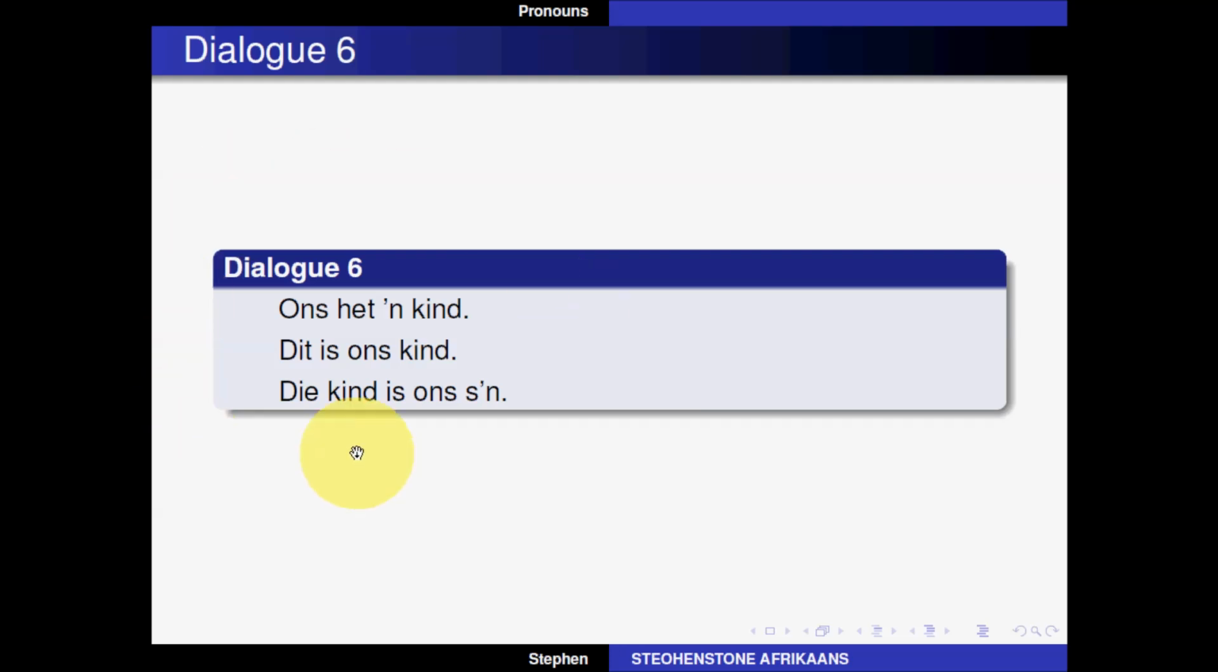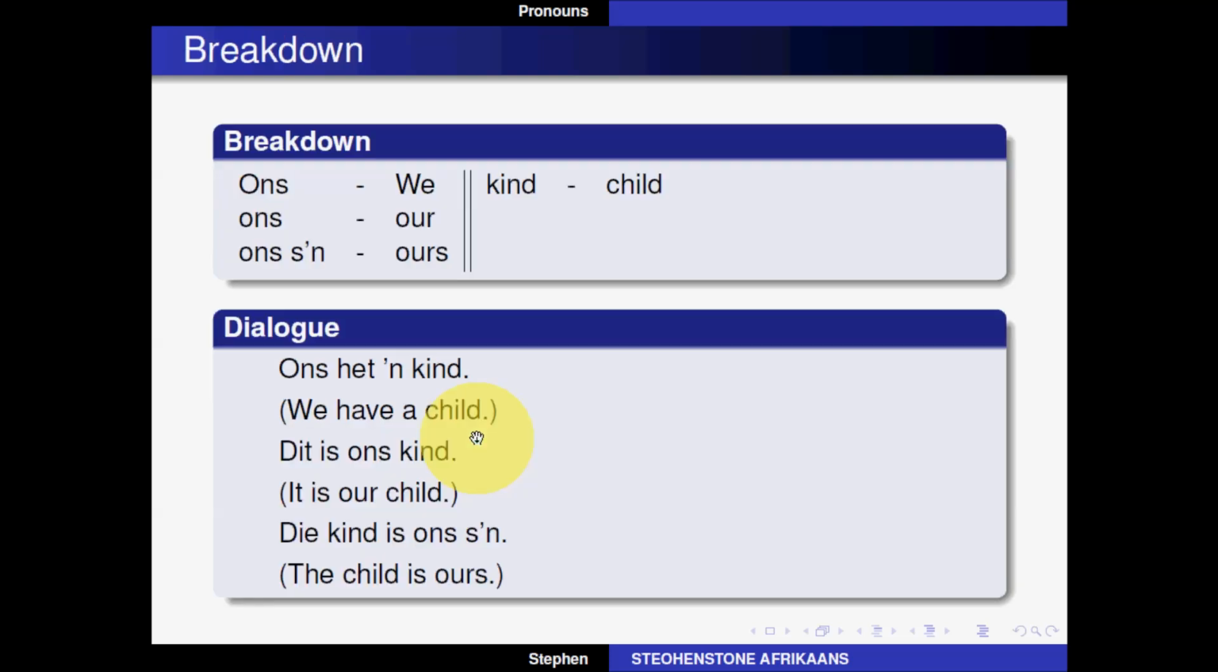Ons het 'n kind. Dit is ons kind. Die kind is onsen. So now we're moving on to we, our, and ours. Ons means we. Ons also means our. Onsen means ours. And we have a new word, kind, means child.